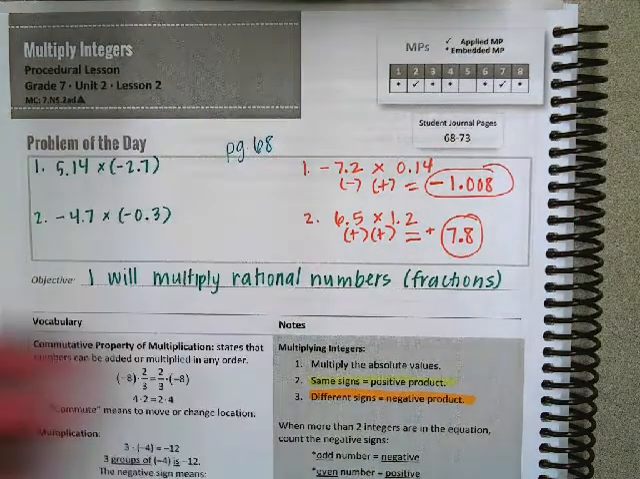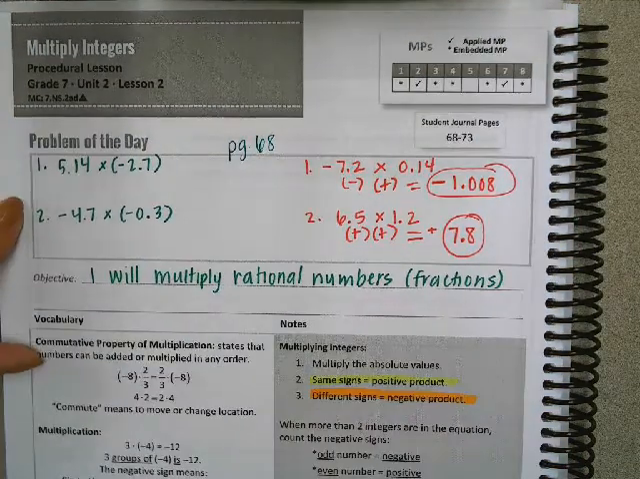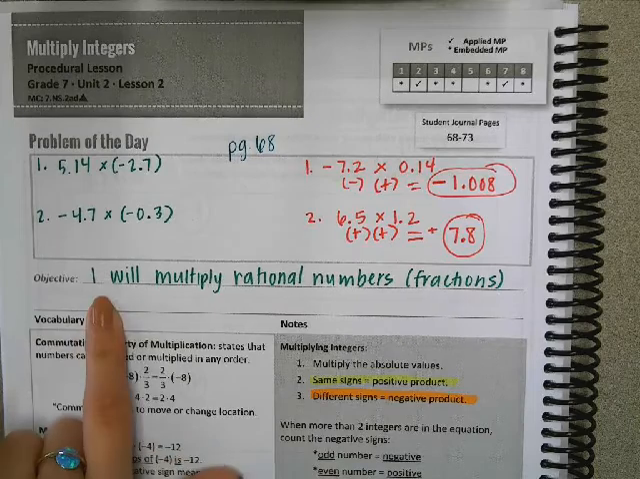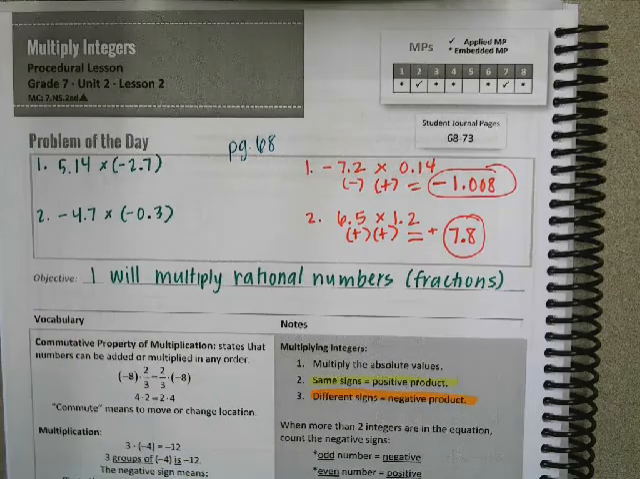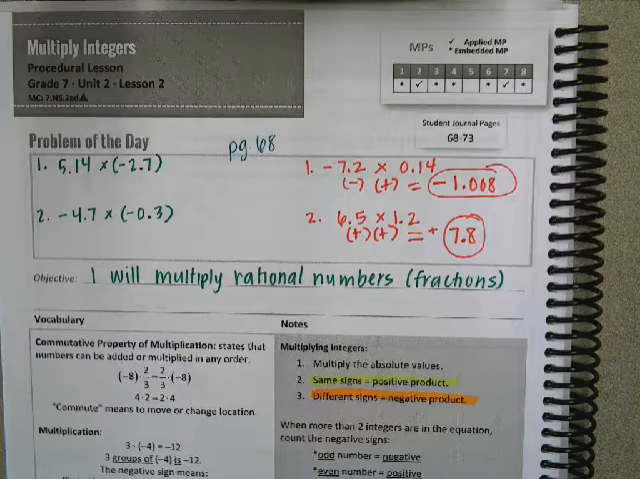Okay, now your turn. You are solving 1 and 2 in the green, and you're writing down the objective also. If you slide on Nearpod to the next slide, you will have access to the calculator.